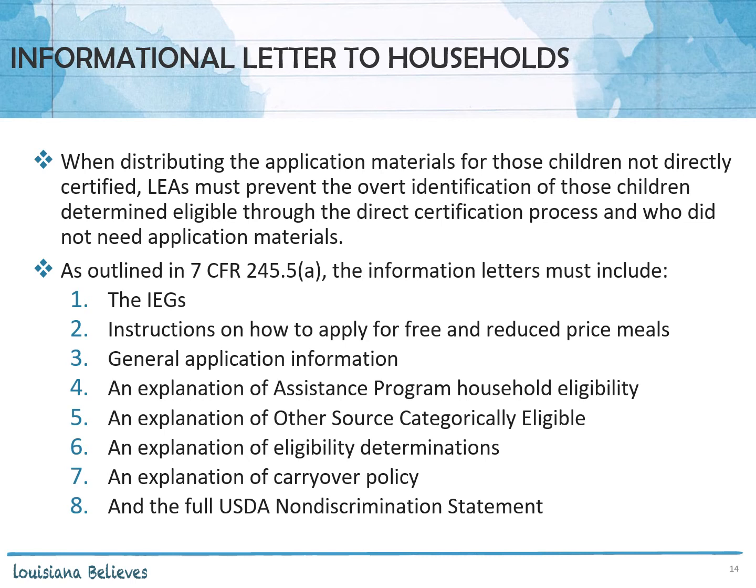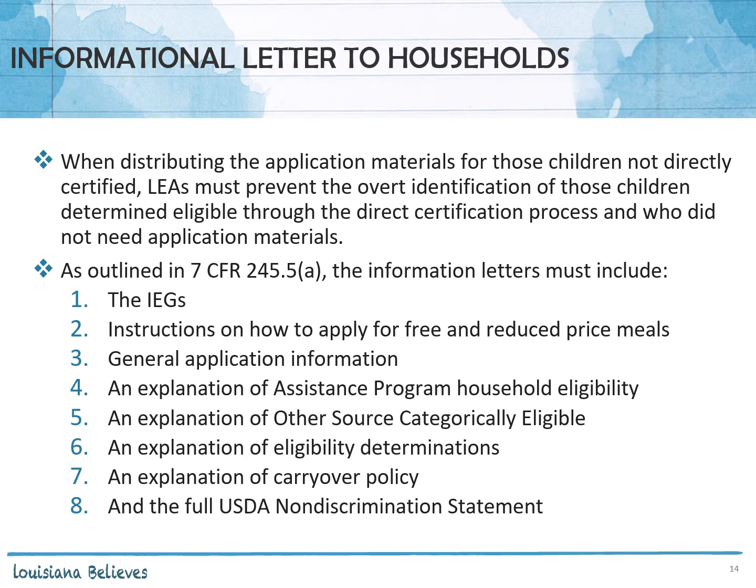If the household is not sure if their children have been directly certified, the household should contact the school. Only the last 4 digits of the Social Security number of one of the household's primary wage earners or another adult household member, or an indication of none, is needed when submitting an application. Information submitted on the application may still be subject to verification. Number 4, an explanation of assistance program household eligibility.